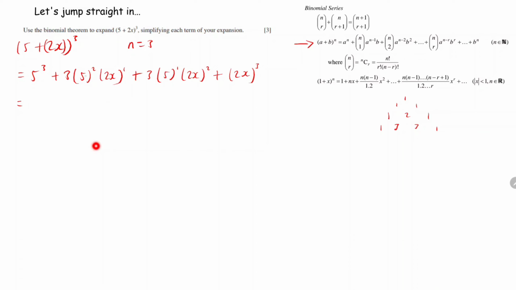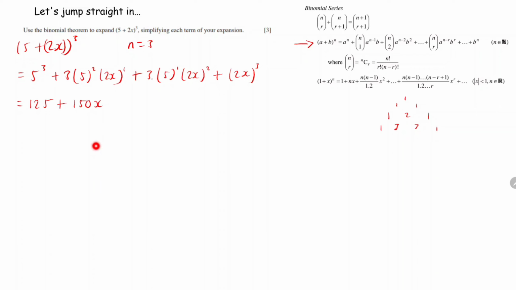For the 5, the powers are reducing each time, so it goes 3, 2, and 1. And for the 2x, the powers are increasing every time. So 2x to the power of 1, 2x squared, and then 2x to the power of 3. So we have 125 plus 5 squared, which is 25, times by 3, which is 75, then times by this 2 here, which is 150x.